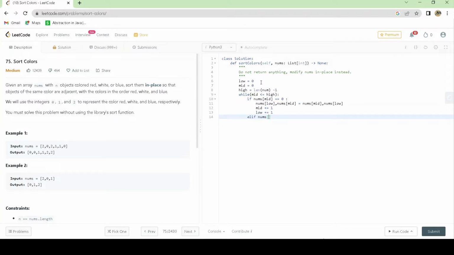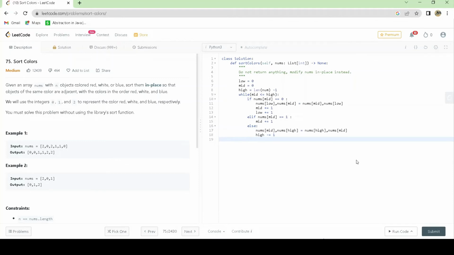Otherwise, if my mid pointer is equal to 1, then we don't have to change anything, we just move forward, mid plus equal to 1. Else, which means the mid pointer is equal to 2, we have to swap the element at the high pointer with the element at the mid pointer, so we will swap both of them. And we will decrement our high pointer by 1.